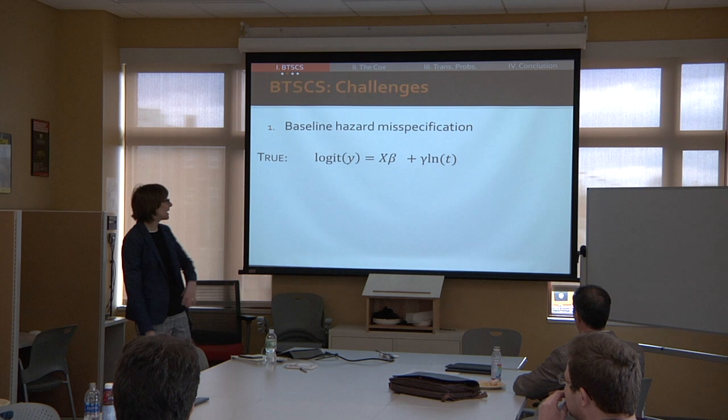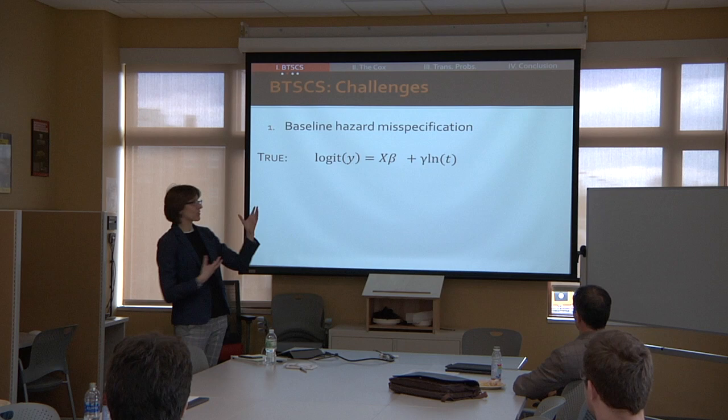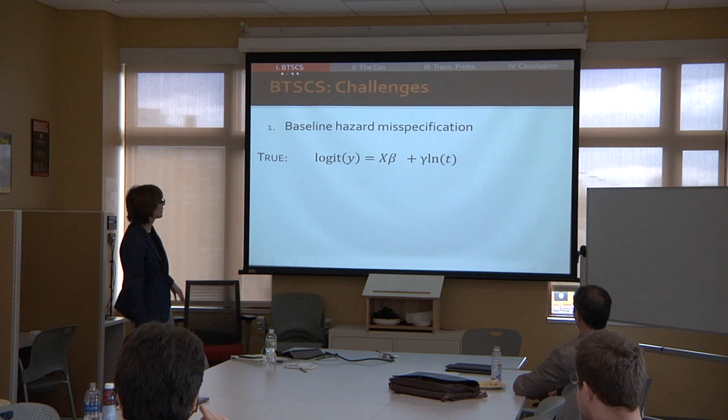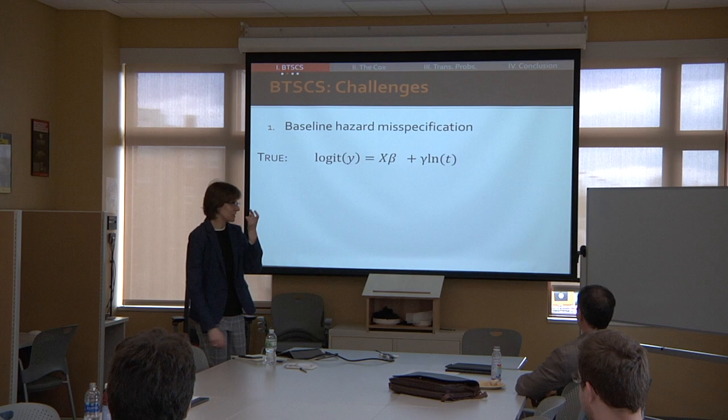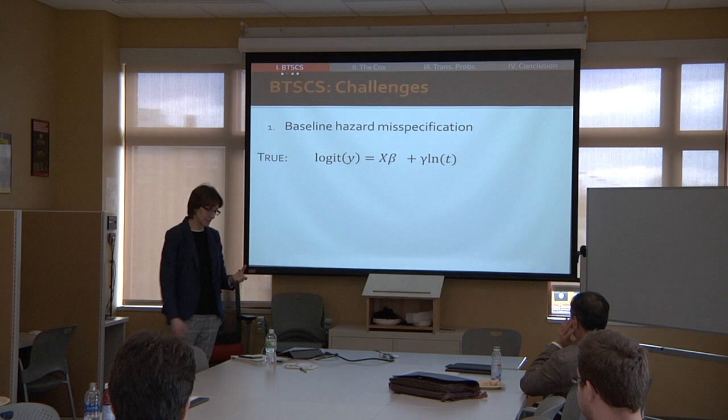So just to concretize, let's say that we have a process we're studying. And in truth, this is the expression that generates those data. The probability of our event on the left is some function of a matrix of x's, our slope vector, and then gamma times the log of time. Notice that the log of time here would be the baseline hazard, because if all of the x's were at zero, this would be the only term that stays. Say this is the truth.